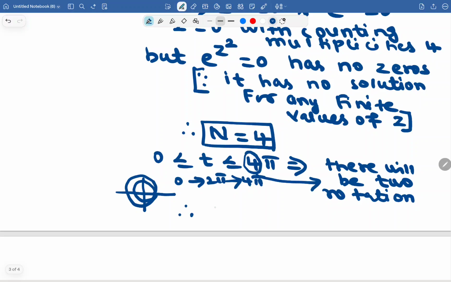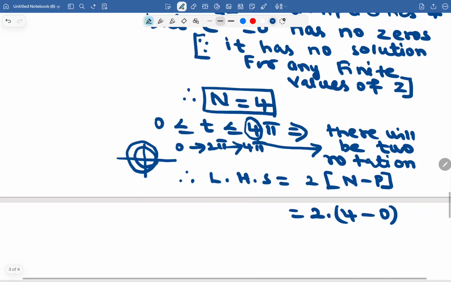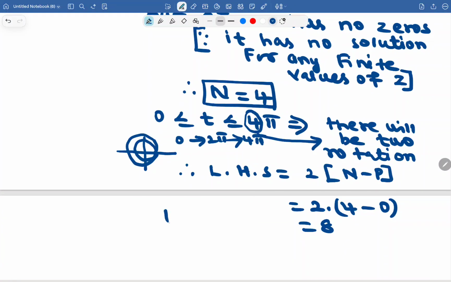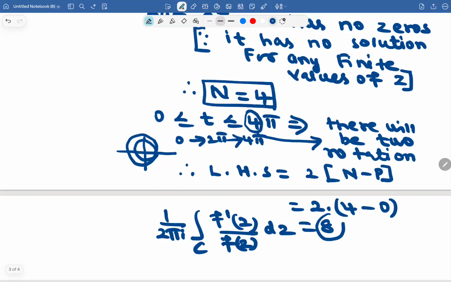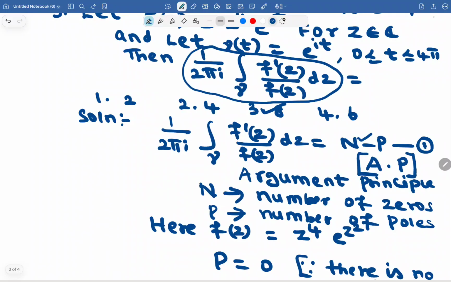Therefore, our problem becomes LHS, which is equivalent to 2 times n minus p. 2 into what is n? 4, poles 0, 4 minus 0. 2 into 4 is 8. This is nothing but 1 by 2 pi i integral over C or integral over gamma f dash of z by f of z dz. Answer is 8. Third option is the correct option.